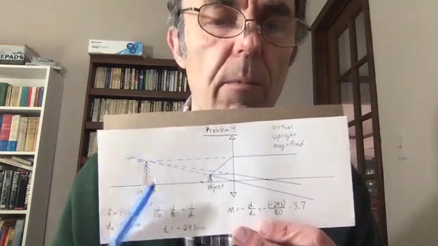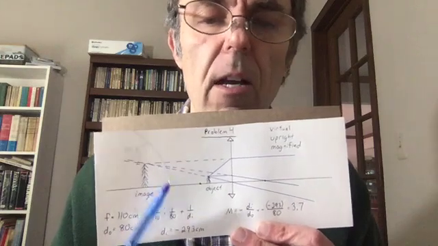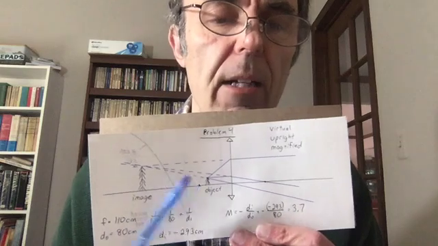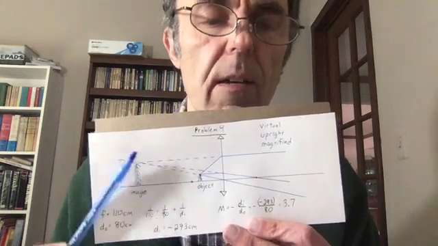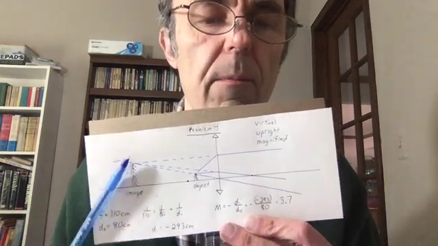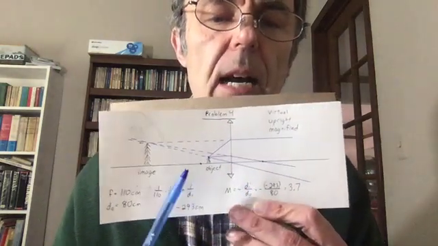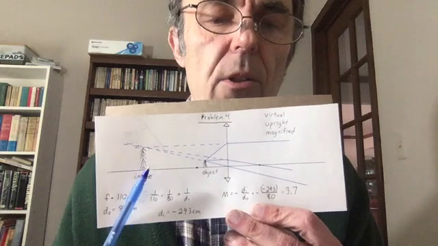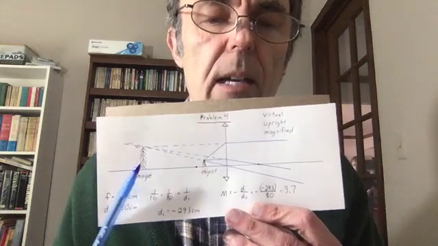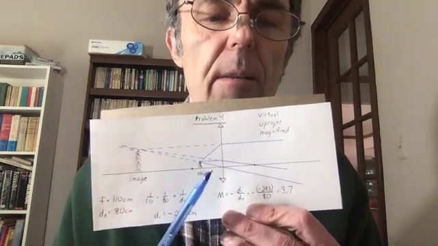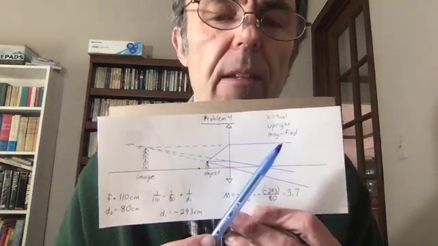If you put a piece of film here, you wouldn't develop a picture. But it looks as if, when you back extrapolate, all the light is coming from this point. So it's a virtual image. It is in the same direction as the object. It is upright, so it's not been turned upside down. And its image is larger than the object, so it's a magnified image.